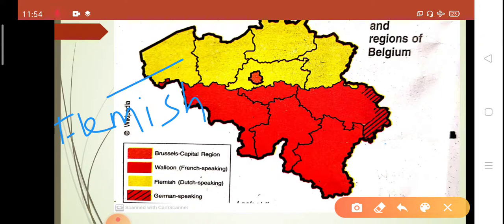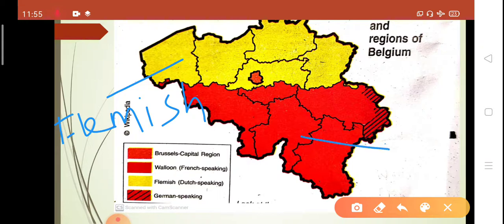And in this yellow shaded region, which is called the Flemish region, the people speak Dutch language and have 59% of the population of Belgium. So we discussed that the population of Belgium is 1 crore. So around 59% of that will be 59 lakhs, right? So 59 lakh people were living in this yellow shaded region and they spoke Dutch.